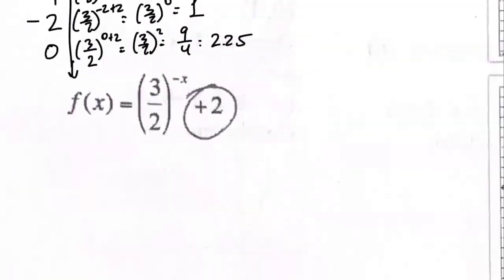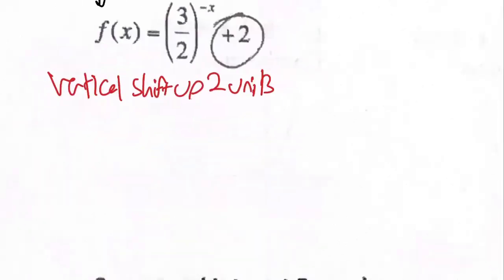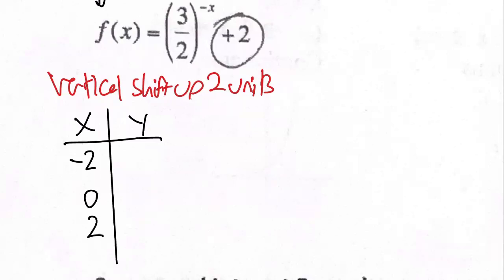All right. So for this one right here, +2 means we have a vertical shift up 2 units. Anytime you have a vertical shift, you don't have to change the x-coordinates. You can just use -2, 0, and +2 because you're only shifting up and down, and that is determined by the y output. So you don't have to use -4, -2, and 0.